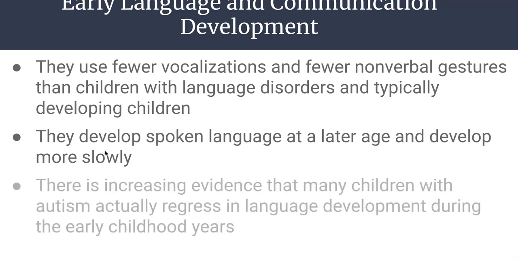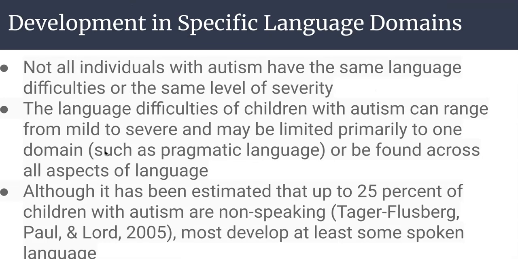They're going to develop spoken language at a later age and develop it more slowly. There's increasing evidence that these kids actually regress in language development during the early childhood years. Certainly not all people with autism, but there may be a subgroup. In fact, there probably is a subgroup of kids with autism who will be close to typical early on, and then their language skills will go farther away from average. And again, not all individuals with autism.